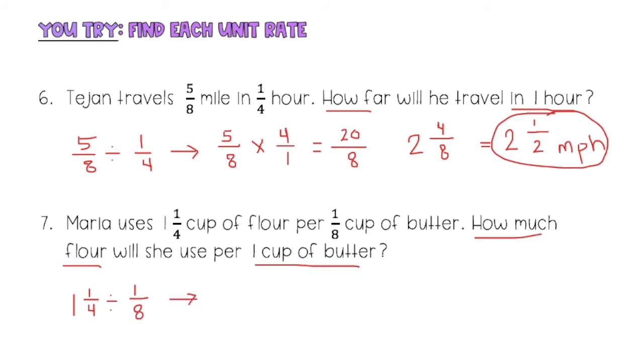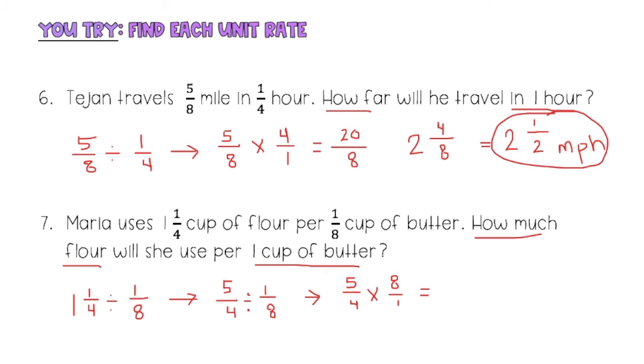Before I can divide, I need to make my mixed number into an improper fraction. So 4 times 1 is 4, plus 1 is 5. So my improper fraction is 5 over 4. And then I'm going to just rewrite the rest of my problem. Now I can use keep, change, flip. I'm going to keep 5 over 4 the same. I'm going to change my sign to multiplication, and I'm going to use the reciprocal of 1 over 8, which is 8 over 1.